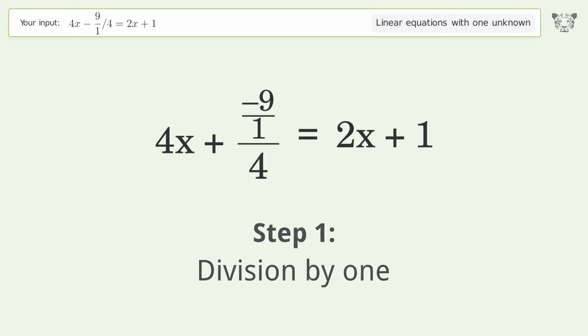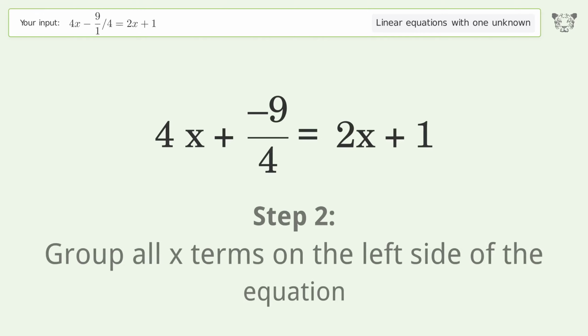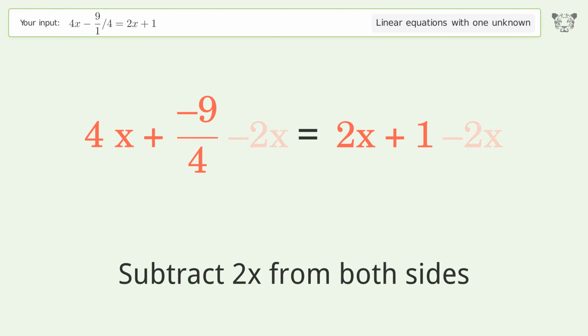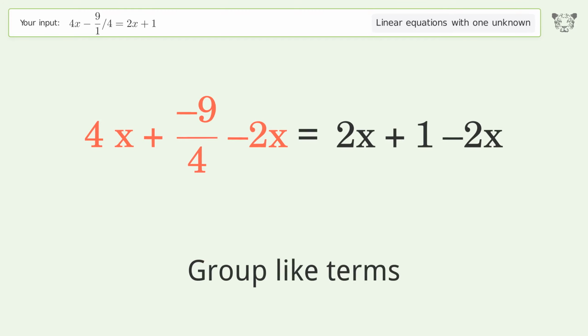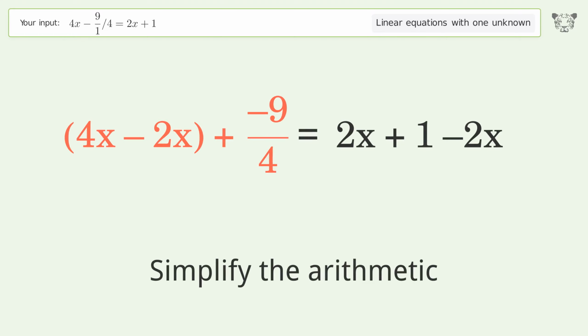Division by 1. A variable's value does not change when it is divided by 1, so we can eliminate it. Group all x terms on the left side of the equation. Subtract 2x from both sides. Group like terms. Simplify the arithmetic.